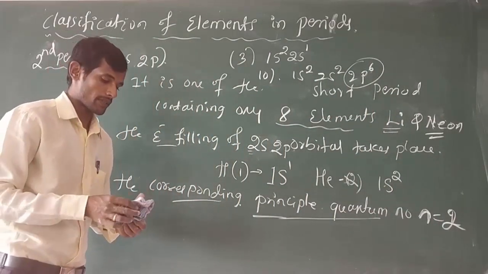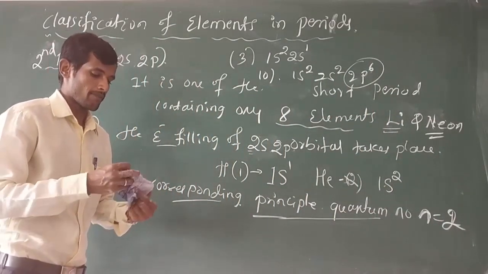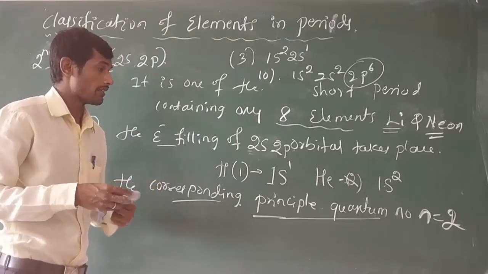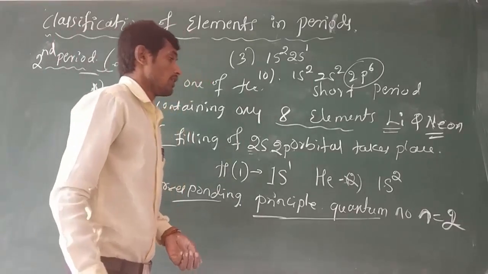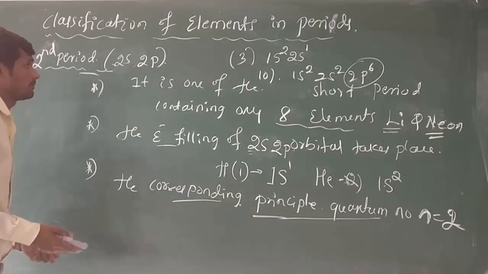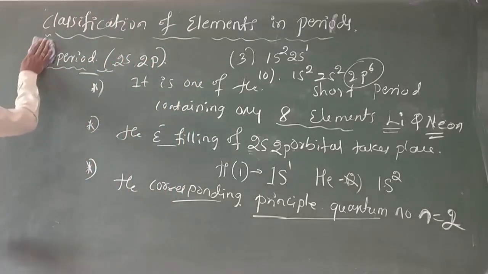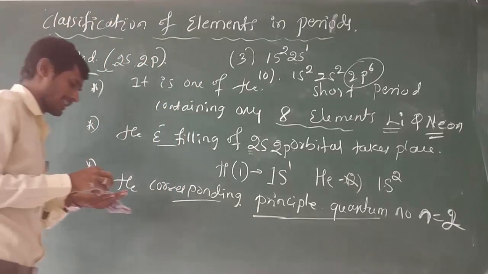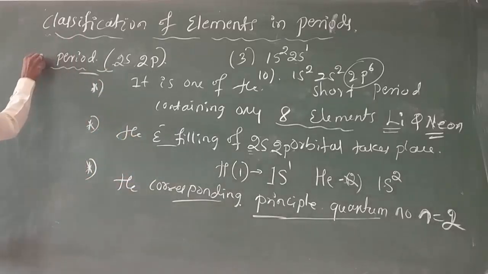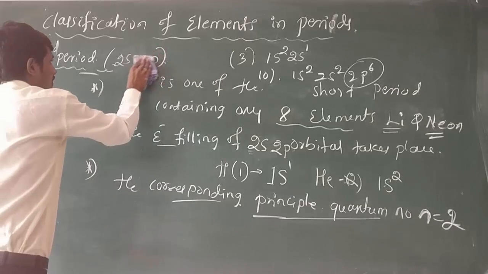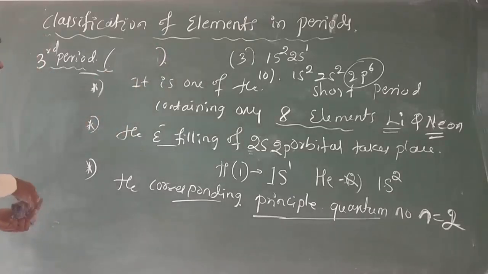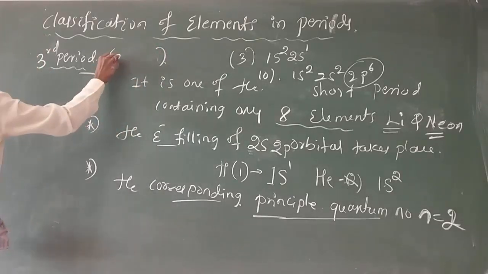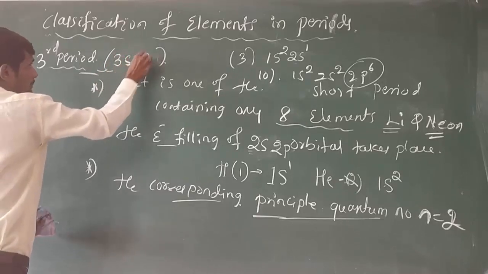What is the principal quantum number here? It determines the period to which a particular element is related. Next, third period. Just change the points here. In the third period, 3s and 3p orbitals are observed. 3s and 3p orbitals.